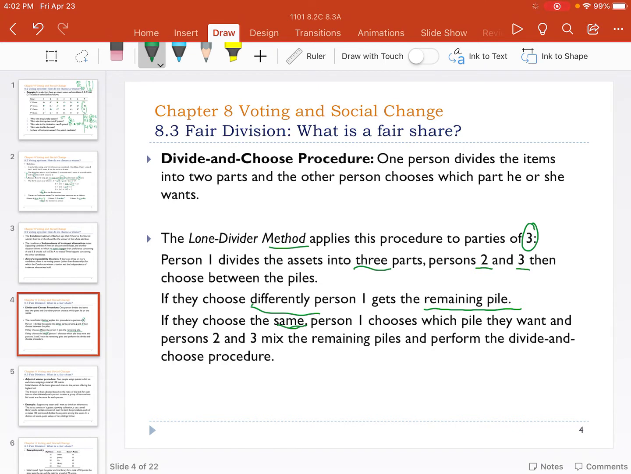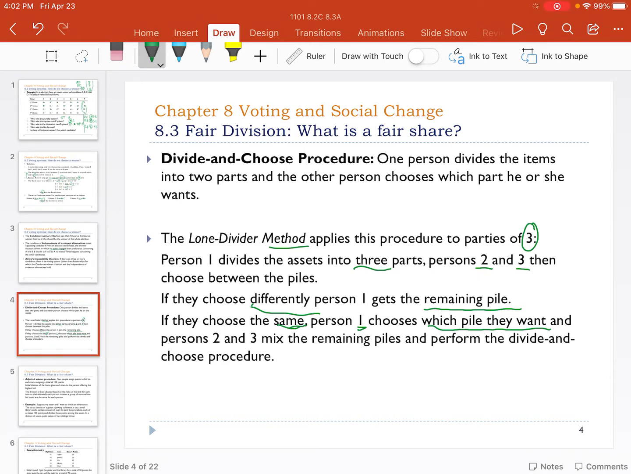If one of them clearly looks like the best pile, that's a little different story. So number 1 chooses which pile they want, and then 2 and 3 mix the remaining piles and perform the divide and choose procedure amongst themselves, amongst just 2 parts. So yeah, that's kind of different. If they choose the same, person 1 then gets to choose the pile they want. So this is number 1, which pile they want.